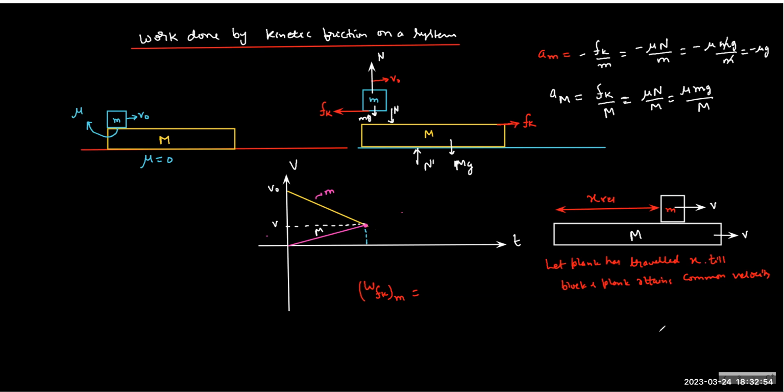Yes, sir. Got it. So what is the work done by friction on the block till they attain the common velocity? You can see the force acting on the block is to the left and displacement is to the right. So what is the work done? Minus Fk, because it's negative, and displacement is x plus x relative. Do you realize this? Yes, sir. And what is the work done by the same friction on the plank? Because the plank has traveled only x and the force is acting towards the right, it will be plus.